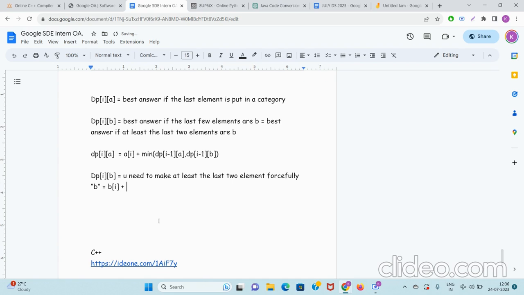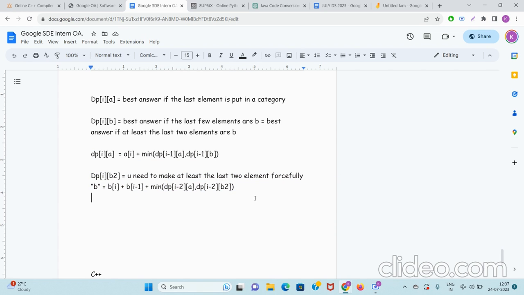So b of I plus b of I minus 1 plus min of dp, let's call it b2, guys. b2 means at least the last two elements of the array should be b. So b of I plus b of I minus 1 plus a minimum of what: dp of I minus 2a, a means the last element is a, or dp of I minus 2 b2. And the job is done, guys. See, now you only need to run one for loop. Okay, dp[I][a] will be this and dp[I][b2] will be this.